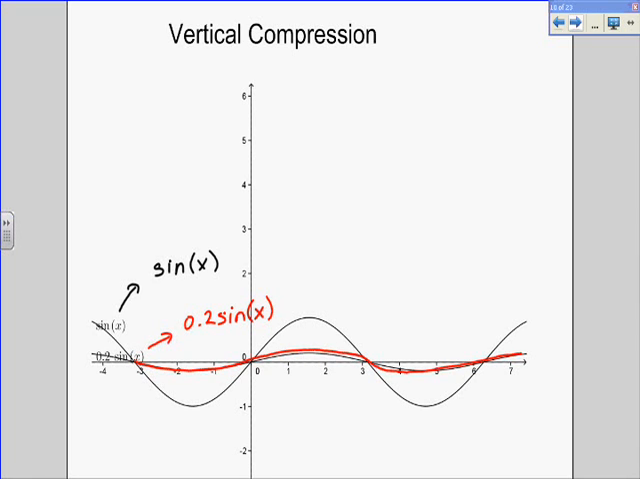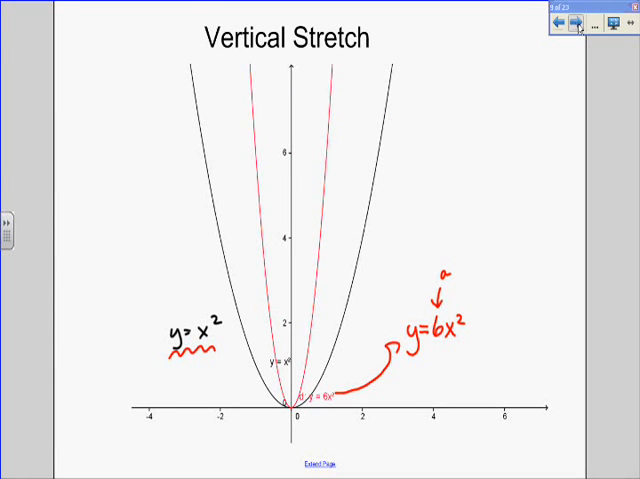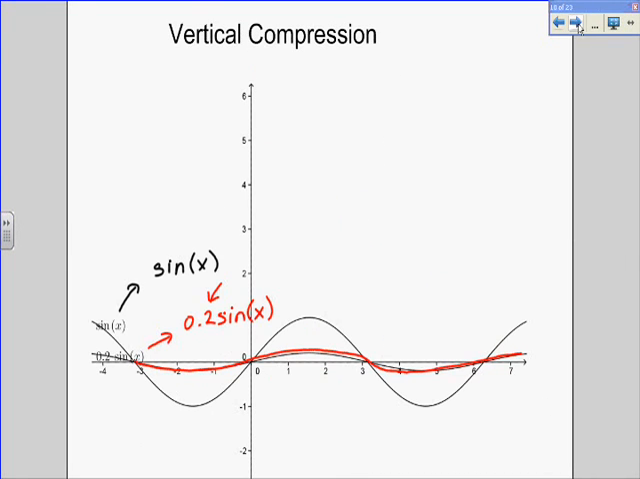And we have a vertical compression. Our value of A is 0.2. Checking back with our original slide here, the absolute value of A is between 0 and 1. Yes, 0.2 is between 0 and 1. And when we multiply our function, it gets transformed. We have this vertical compression happening. So we can see our original curve, that black curve, is much taller, I guess we could say. And the one that's been transformed with the A value of 0.2 has been compressed vertically, so it's a lot shorter.